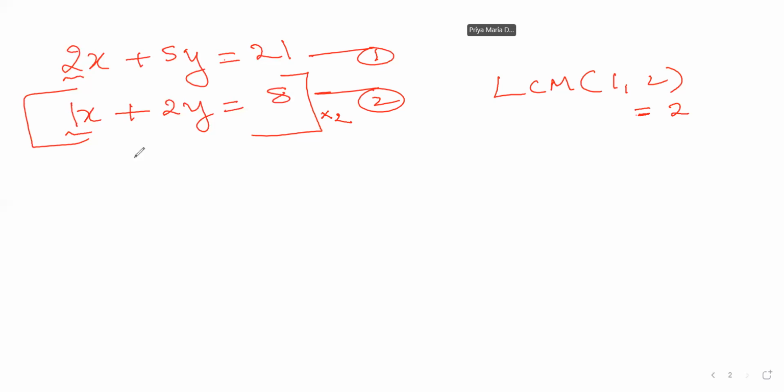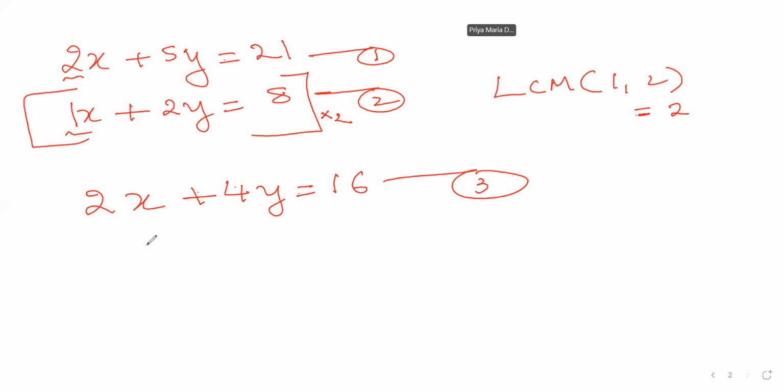So what happens to my new equation 2 now? It is 2 into x plus 2 into 4 into y is equal to 16. That is my new equation 2. I can call it equation 3. Okay. And then what is my original equation 1? I'll just keep it. I didn't change equation 1, isn't it? 2x plus 5y is equal to 21. That is my equation 1. I just brought it down.